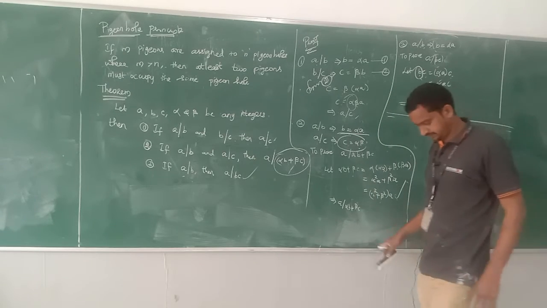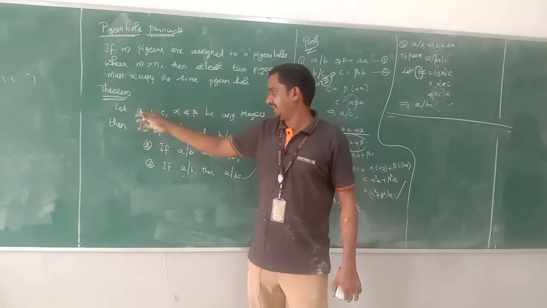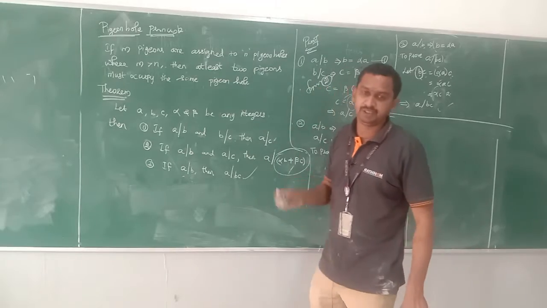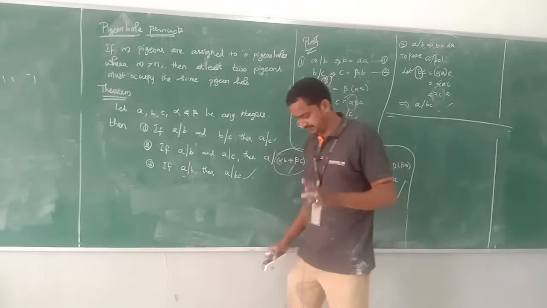Very simple theorem. See the statement of the theorem. Let a, b, c, alpha, beta be any positive integers. Then we have to prove 3 different parts.